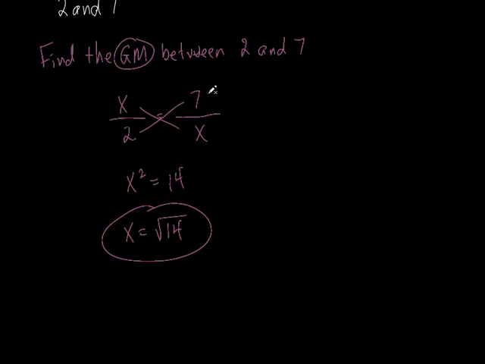So if they give you two numbers, just put it here and here. Put x here and here. X represents the geometric mean. So you put it right here, and you're good to go. Make sense? Alright, good.